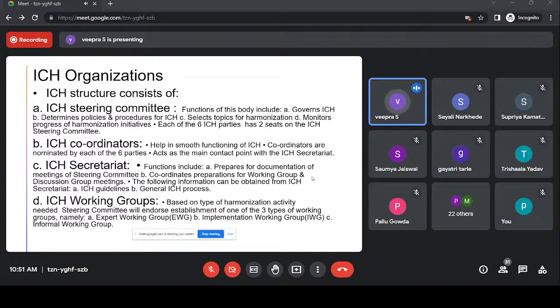Then there will be ICH working groups. These ICH working groups contain members like the expert working group, the implementation working group, and informal working groups. So these ICH working groups will prepare our different guidelines.